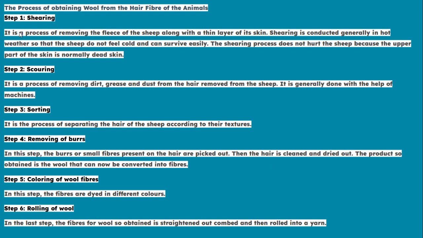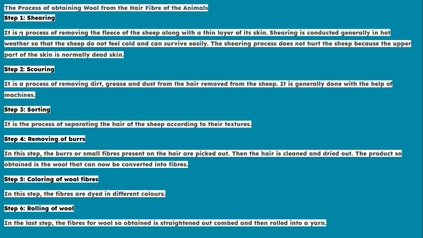What is shearing? Process of removing the fleece of the sheep along with a thin layer of its skin. Now what is scouring? Process of removing dirt, grease and dust from hair removed from the sheep. First we remove the hair from the fleece of the sheep. Now we will remove the dirt, grease and dust from the hairs.